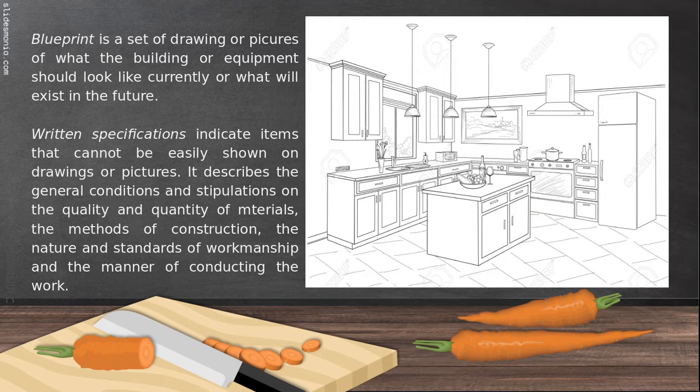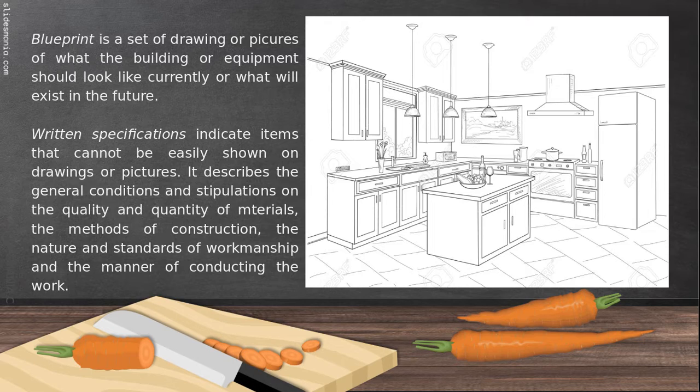Blueprint, and the sample picture. It is a set of drawings or pictures of what the building or equipment should look like currently or what will exist in the future. So you can see that this is a nice kitchen. It's well ventilated and it's a good design. Written specifications indicate terms that cannot be easily shown on drawings or pictures.